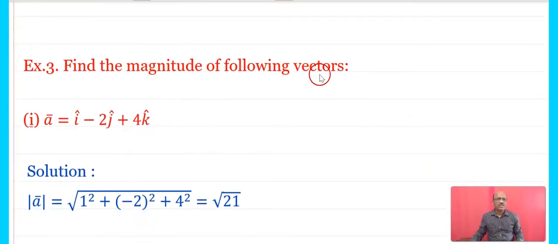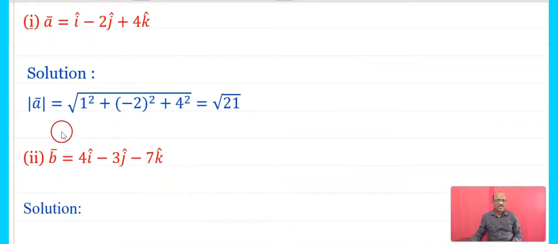Find the magnitude of the following vectors. a bar is equal to i cap minus 2j cap plus 4k cap. Therefore the magnitude, mod of a bar, is equal to the root of the coefficient of i cap, 1 squared, plus the coefficient of j cap, minus 2 squared, plus the coefficient of k cap, 4 squared. If we solve it, you will have 1 squared plus 4, that is minus 2 squared is 4, and 4 squared is 16, and overall their sum is 21. Therefore the magnitude of the vector a is root 21.